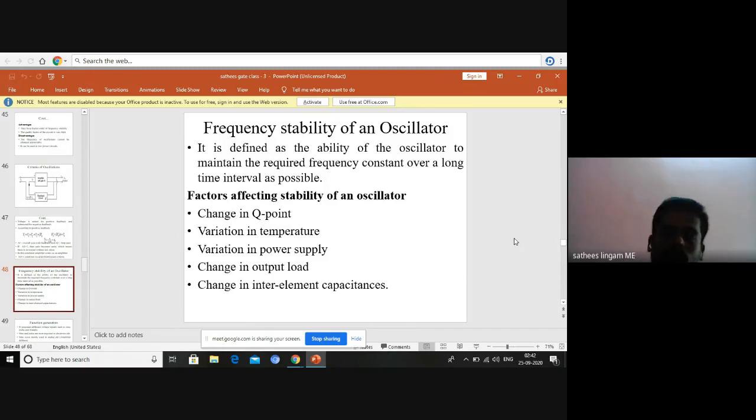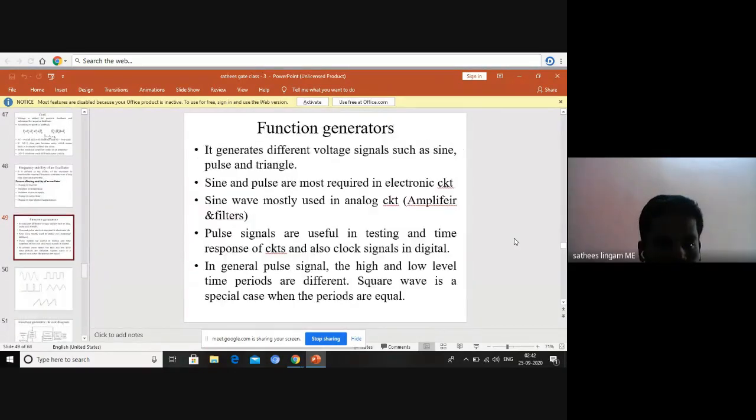Factors affecting the stability of an oscillator, as I said, we have discussed already: change in Q point, variation in temperature, variation in power supply, change in output load, and change in inter-element capacitance.